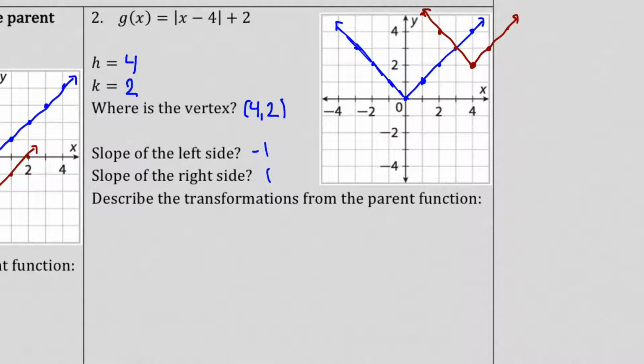And then describe the transformations from the parent function. The shape of the graph didn't change, right? It still looks like that V shape, but it moved somewhere new. So when you move, just look at the vertex. That's the only point that really tells you what happened to the movement. It moved to the right 4 units and up 2 units. We're not going to say move, we're going to use the correct mathematical term, which is translation. So it's a translation, and we said right. It's going to the right. How many? 4 units.